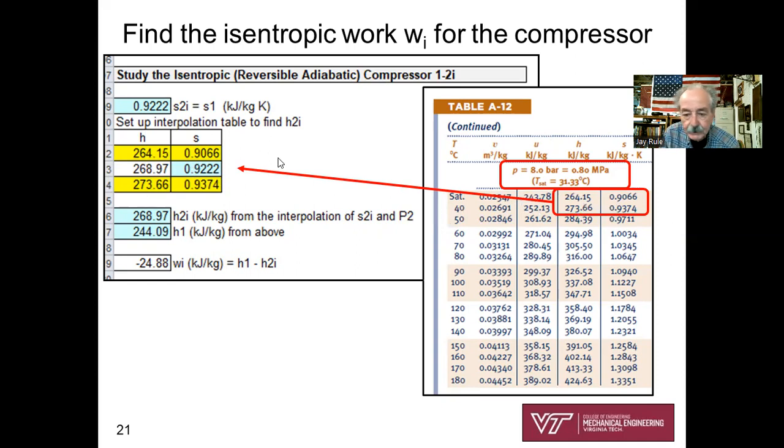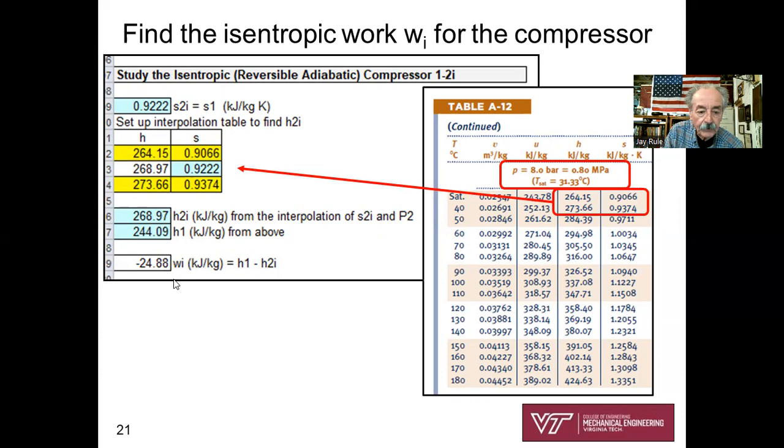We've got to do the interpolation on h. Do you see how that translates there? And we'll discover that h2 isentropic is 268.97, by linear interpolation. h1 we already wrote down. We'll apply the first law for the adiabatic compressor. For an adiabatic compressor, Q is 0. So Q minus W isentropic is equal to h2 isentropic minus h1.